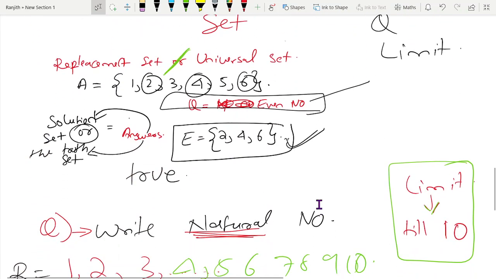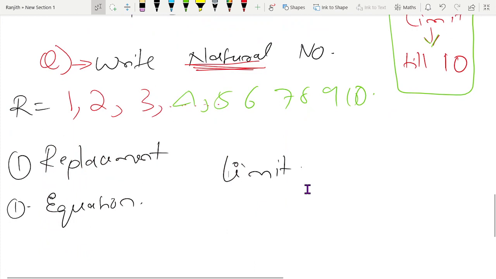Then we studied two types of set. What was that? Universal set and solution set, sir. Solution set is also known as truth set, like true and false. And remember these three points: a replacement set will be given, an equation will be given, and limits will be given.